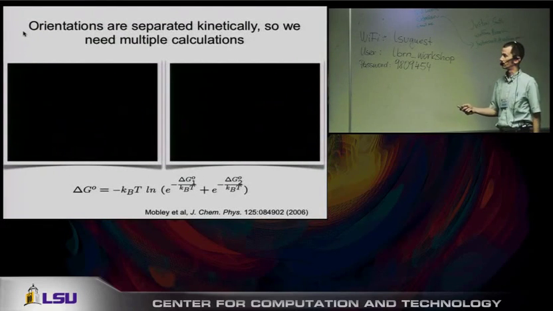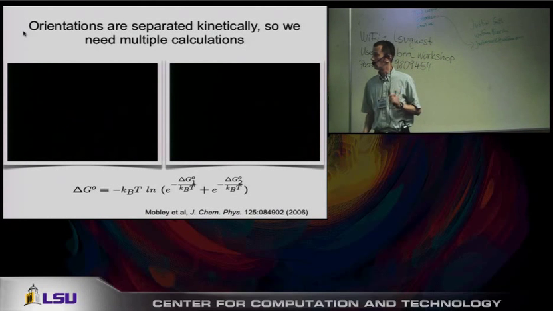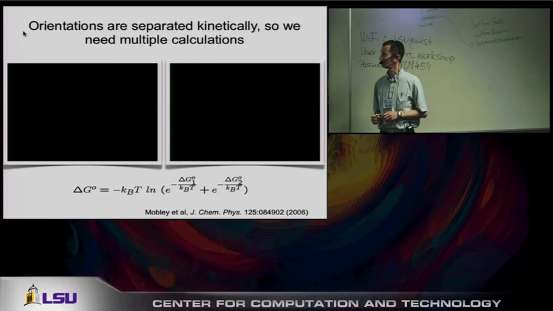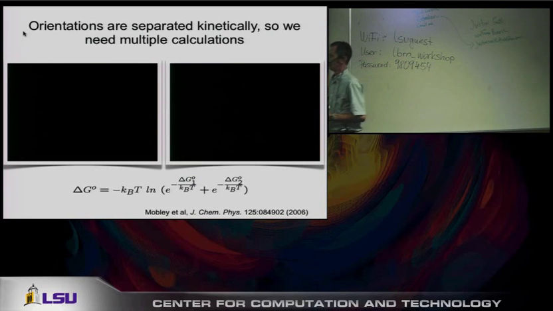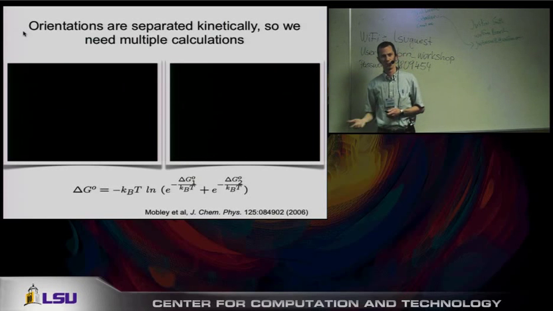And my movies are broken because of transferring this between laptops. What you should see here that you don't is that on one side you've got a ligand wiggling around in one orientation in the binding site, and on the other side you've got the ligand wiggling around in another orientation in the binding site. And the ligand never flips between those two different orientations in our simulations.